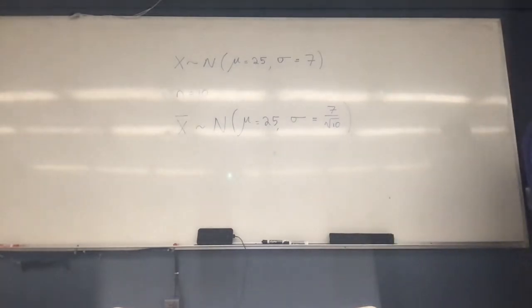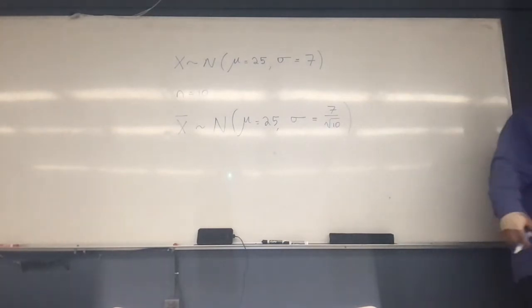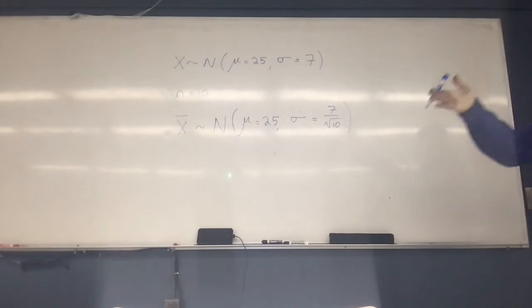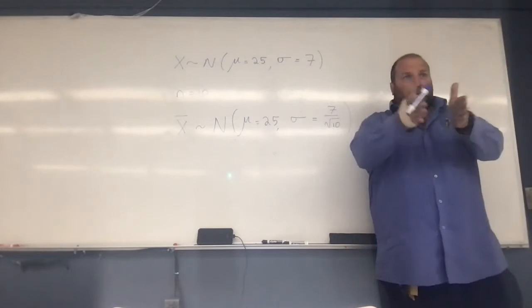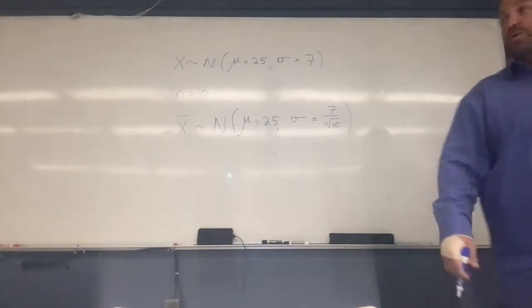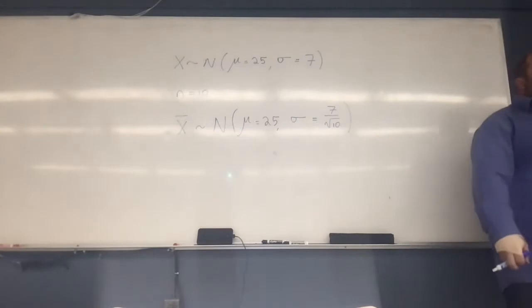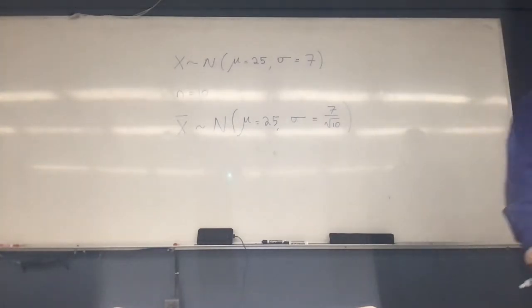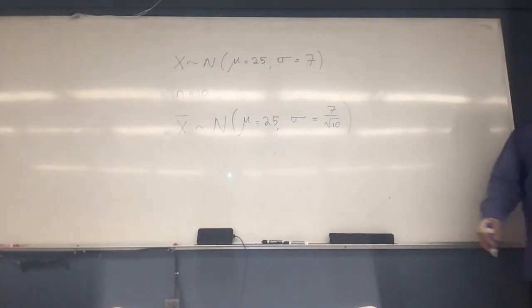And the square root of 10 is about what? A little more than 3, a little more than 3 point something, which means my sigma has dropped from 7 to 2 point something, 2.21. So my spread, the width of my curve has shrunk. So if I ask now, what percent of my data will be between 18 and 32, has it gone up or has it gone down? It's gone significantly up.